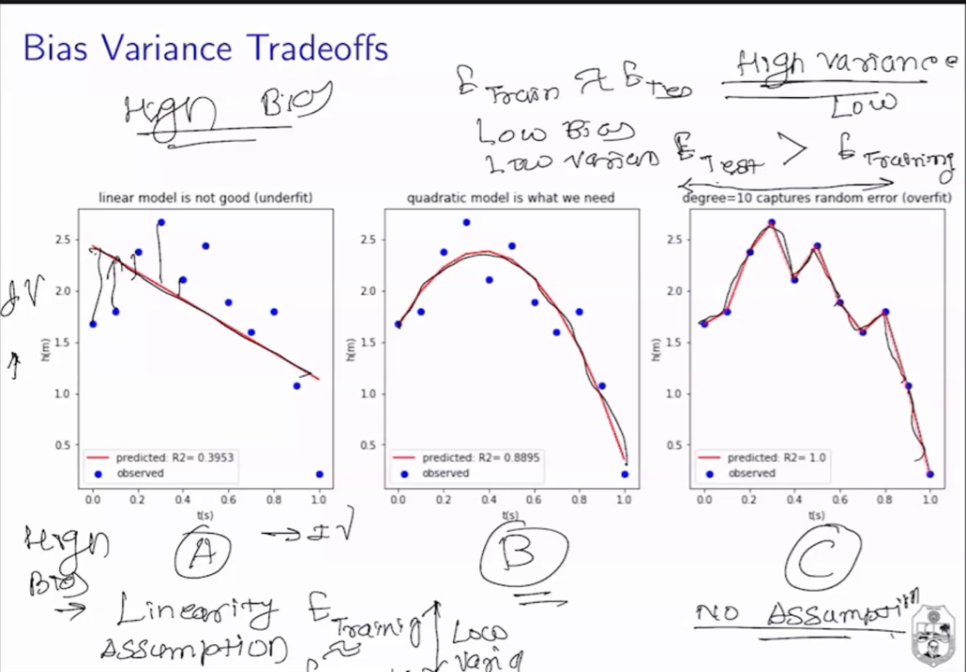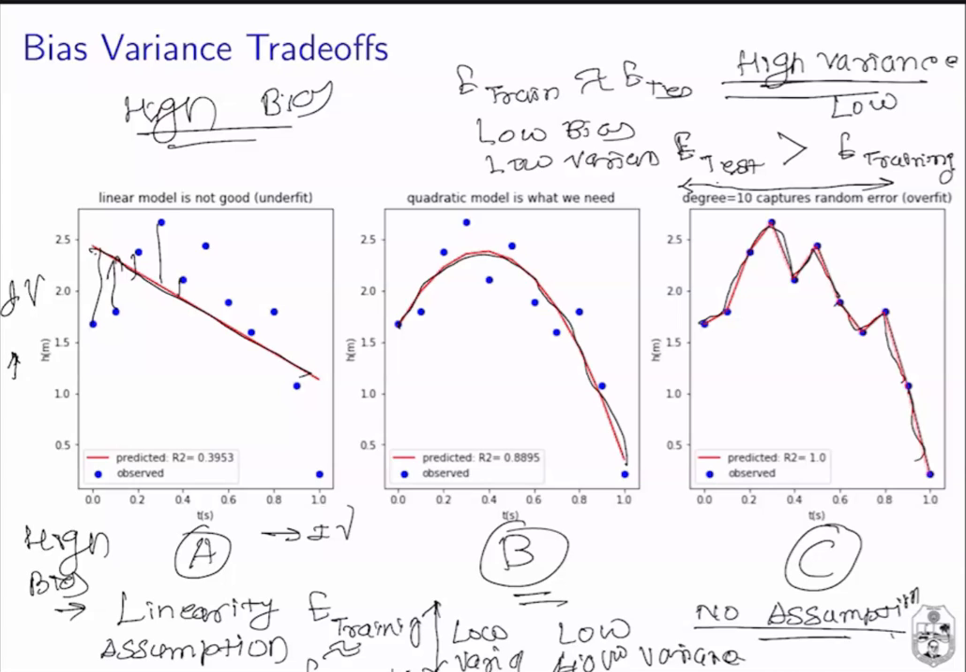So this situation is called the low bias situation, in which we are not making any assumptions of linearity, and low variance, because the difference between the training error and the test error is minimum. So that's why it is called the low variance. So this is the golden middle. So these are the three different situations.